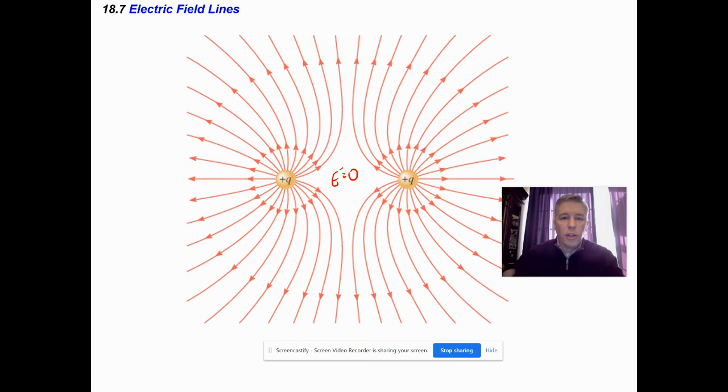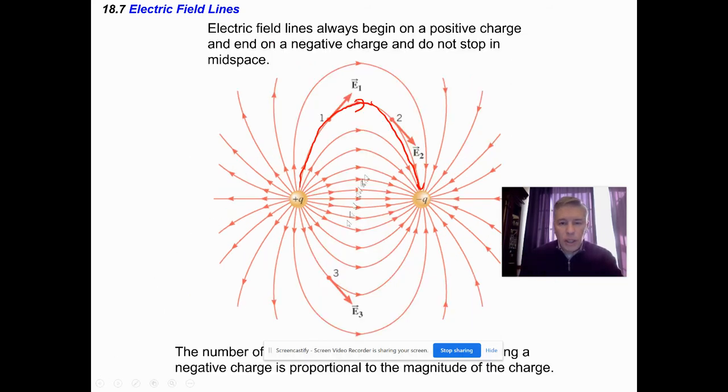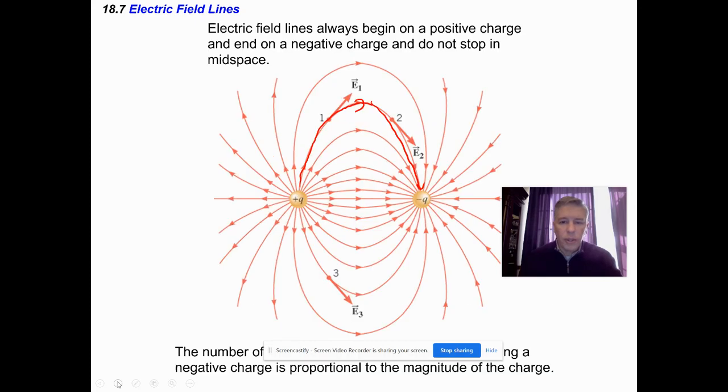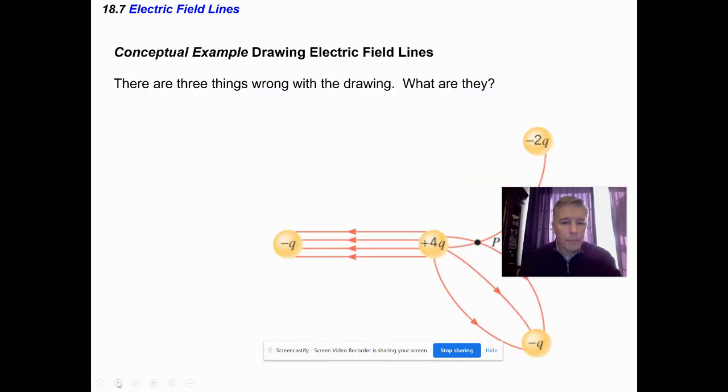If I were to put a test charge right here, I want to know what's going to happen to that test charge. If I had electric field lines cross, it would have two directions, and I haven't combined them as vectors. Notice in this picture here, we didn't have any electric field lines cross. This picture didn't have any electric field lines cross, so we never have electric field lines cross.